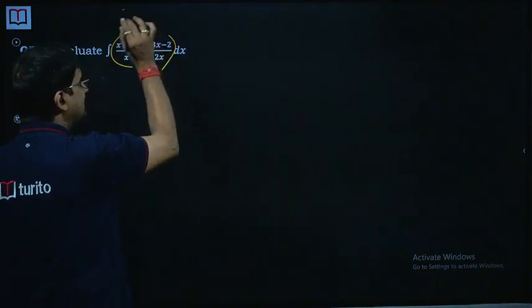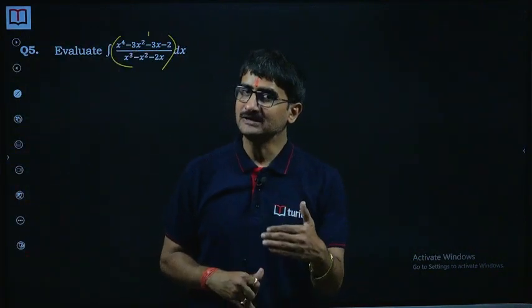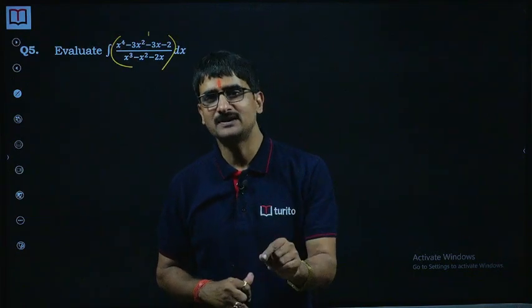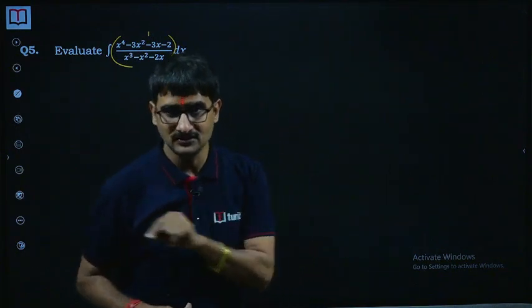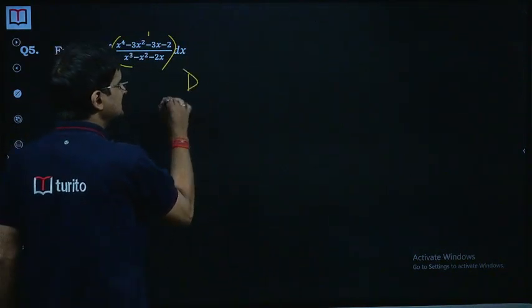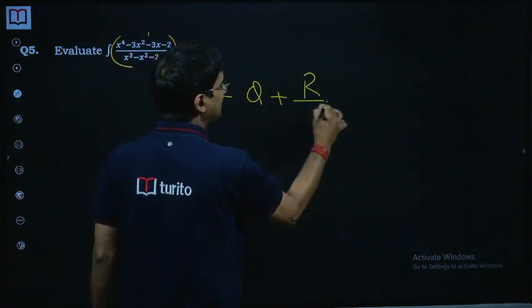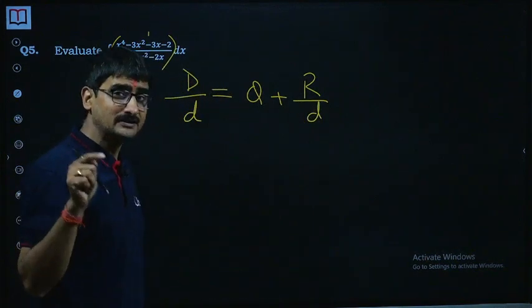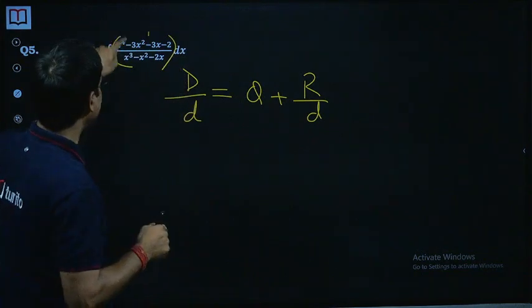So see here, the degree of numerator is more than the degree of denominator, and we know that we can apply partial fraction only when the degree of numerator is less than the degree of denominator. So this thing I always say, dividend by divisor is equal to quotient plus remainder by divisor, and we know that the degree of remainder will always be less than the degree of divisor. So this is dividend, this is divisor.